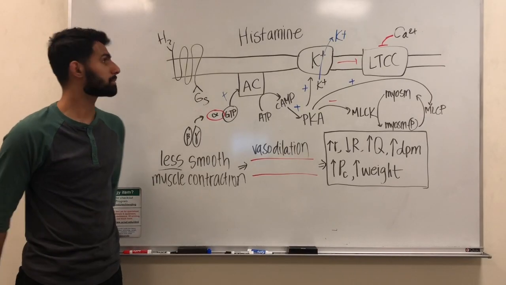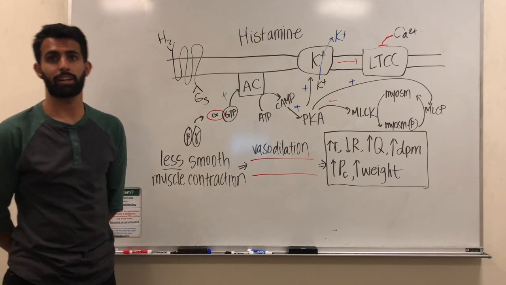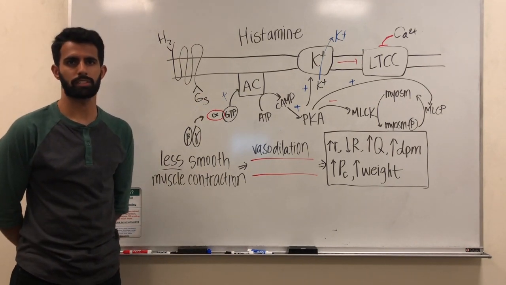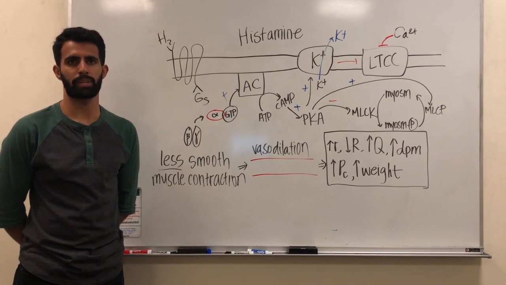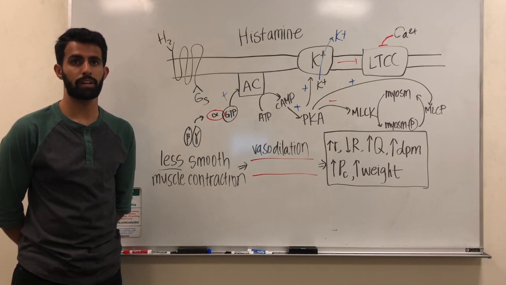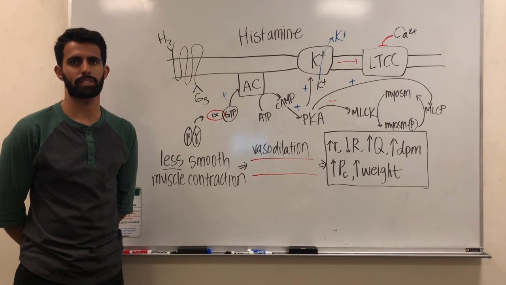Histamine acts on the H2 receptors, which are also located on the membrane of the frog's smooth muscle cells. Once histamine binds to the H2 receptors, the G-alpha S pathway again becomes active. From here, the same signaling cascade as seen with adenosine occurs, leading to vasodilation of the arterioles and an increase in the drip rate and weight of the frog.